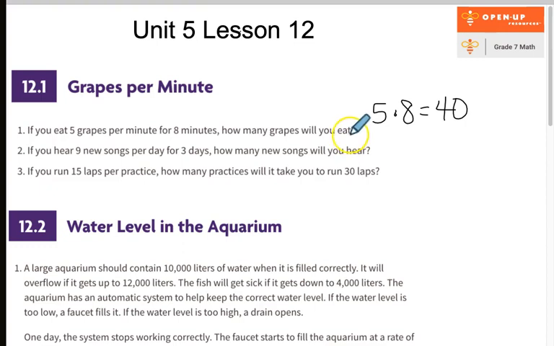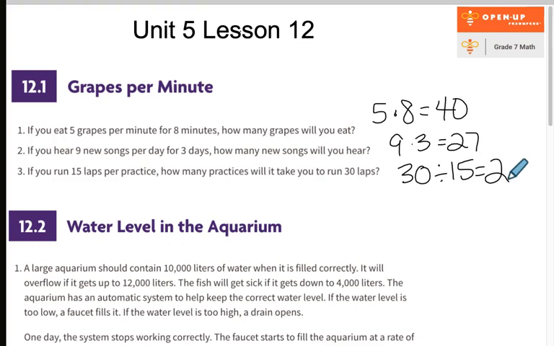If you hear 9 new songs per day for 3 days, how many songs will you hear? 9 new songs per day, 3 days, 27 songs. If you run 15 laps per practice, how many practices will it take you to run 30 laps? Well, we have 30 laps, and we're going to divide that up into 15 laps per practice. So 2. It'll be 2 practices.